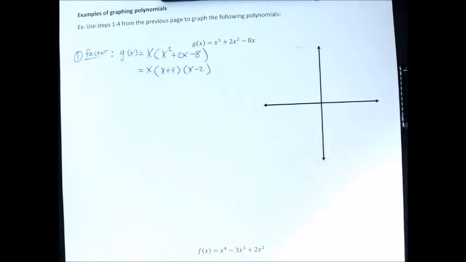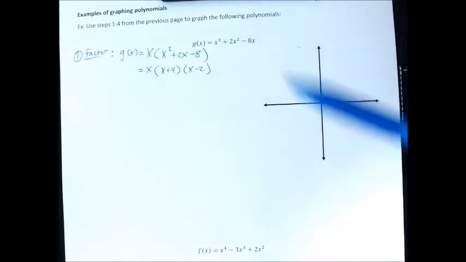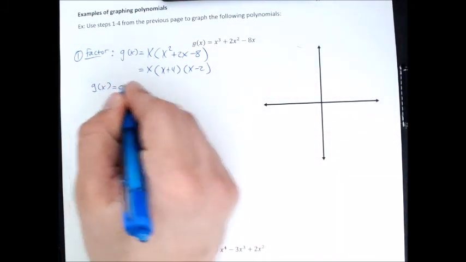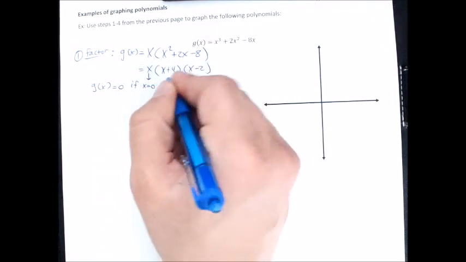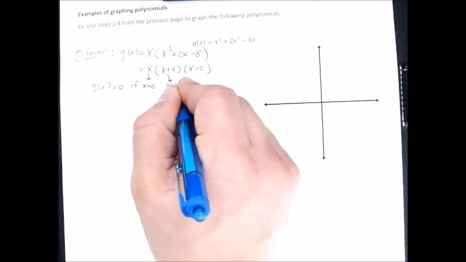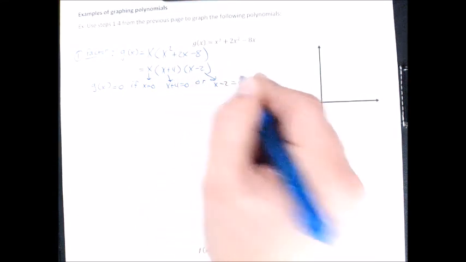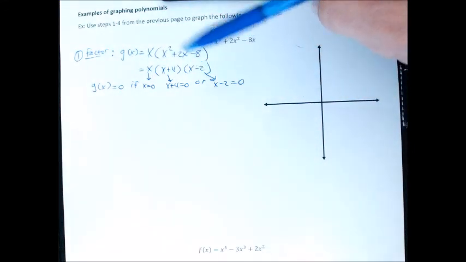And we want to do that because this helps us figure out what the zeros are. We can just pick them right out of here. So the original function equals 0 if this one equals 0, this one equals 0, or this one equals 0. If any of those three things is 0, then the whole function ends up being 0 because you multiply by 0.